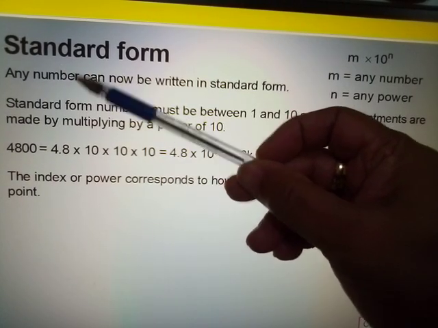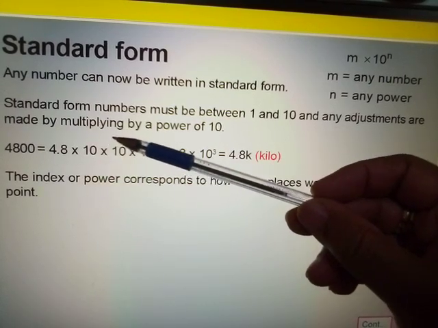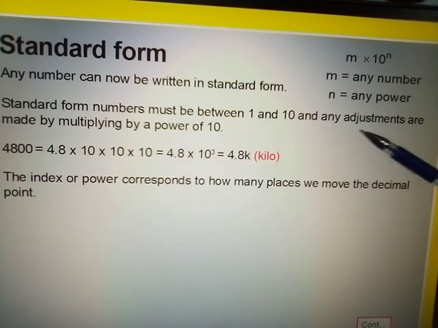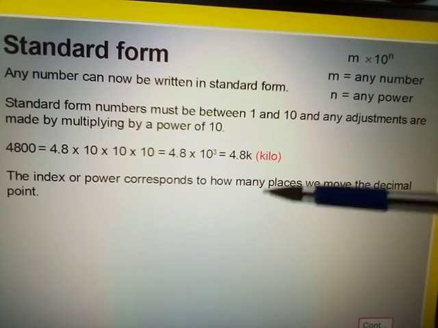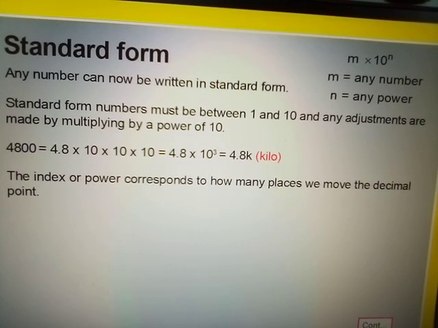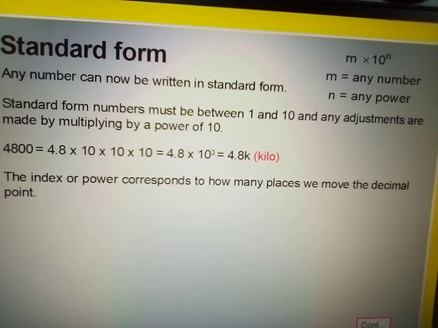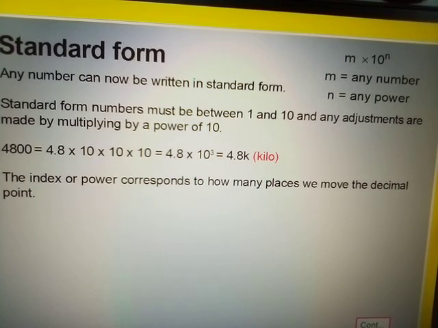Now standard form, again, any number can now be written in standard form. Standard form numbers must be between 1 and 10, and any adjustments are made by multiplying by a power of 10. So 4,800 equals 4.8 times 10 times 10 times 10 equals 4.8 times 10 to the 3 equals 4.8 kilo, 4.8 thousand.